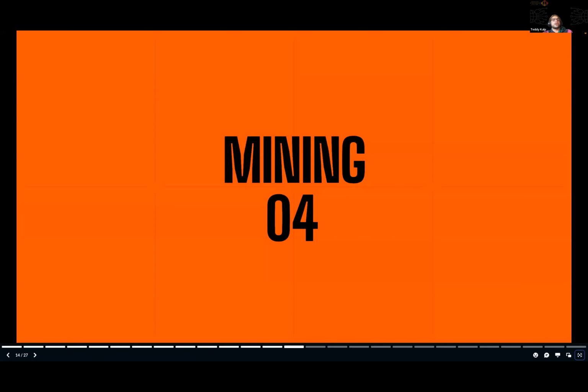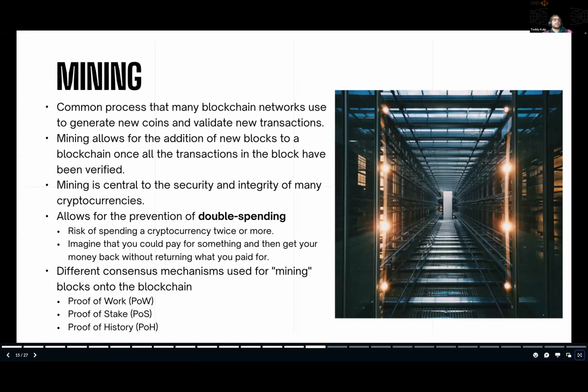So from that, we'll move on into more of the consensus and mining a blockchain. Mining is essentially a common process. You know how yesterday in the demo, we had all those blocks in a chain? Mining is the process of actually adding new blocks into the chain. And it's essential to the security and integrity of many, if not all, cryptocurrency protocols.